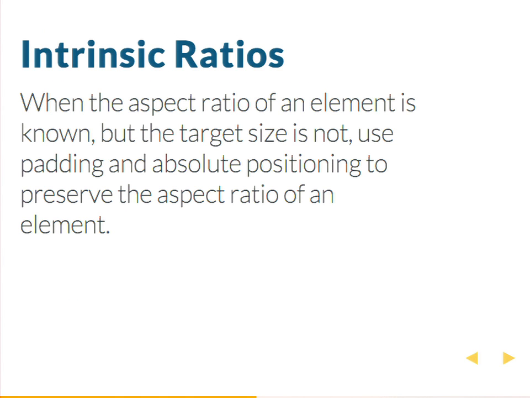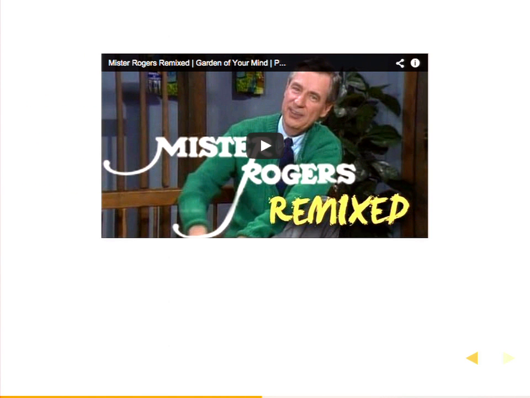This one's kind of fun. Intrinsic ratios. When the aspect ratio of an element is known, but the target size is not, use padding and absolute positioning to preserve the aspect ratio of an element. A good example of this is a YouTube video, which is normally added to a page with an iframe. And I'm sure if anyone has done responsive sites where you have video or embedded media like that, these can be painful.